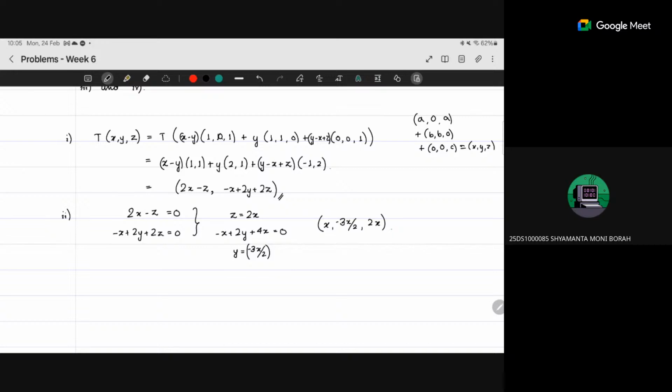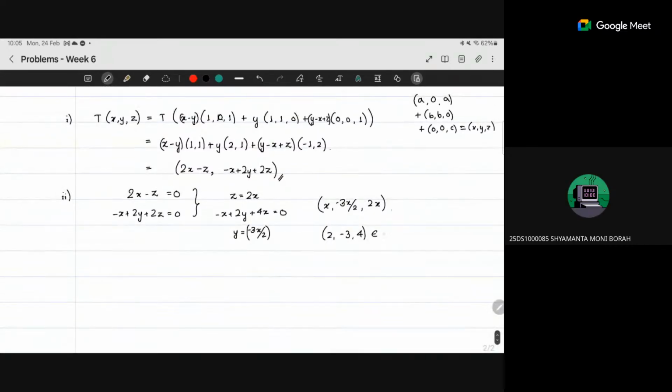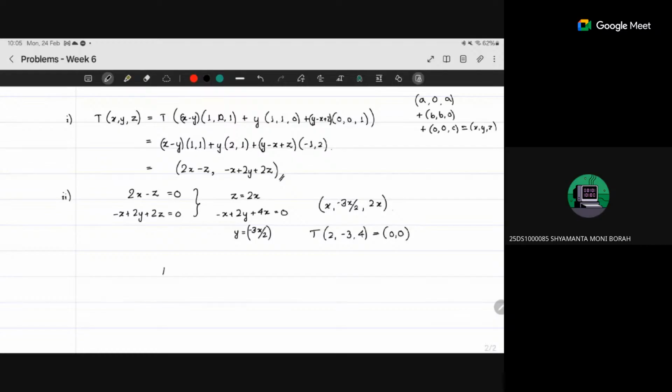Take for example x is equal to 2. Okay, (2,-3,4). This should be in the kernel. You can quickly verify that this is in the kernel by substituting this formula. 2 times 2 minus 4 is just 0, and then minus 2 minus 6 is minus 8, which plus 8 is 0. So P of this is equal to 0. So the kernel is not equal to the singleton set {(0,0,0)}. So what is the conclusion? P is not 1-to-1. P is not injective.